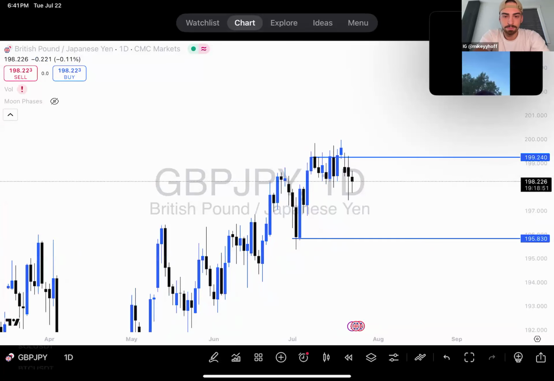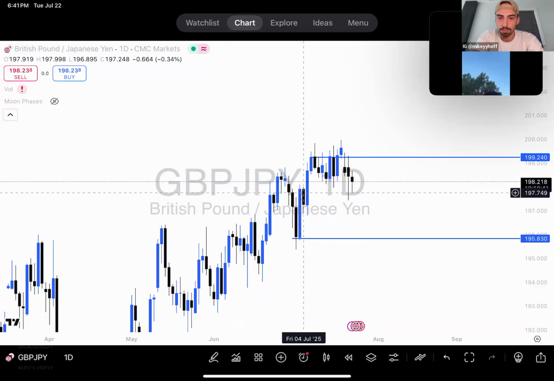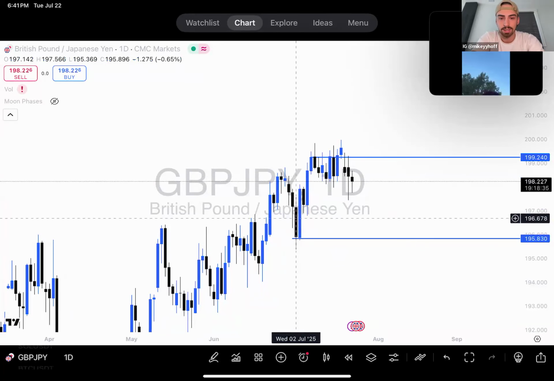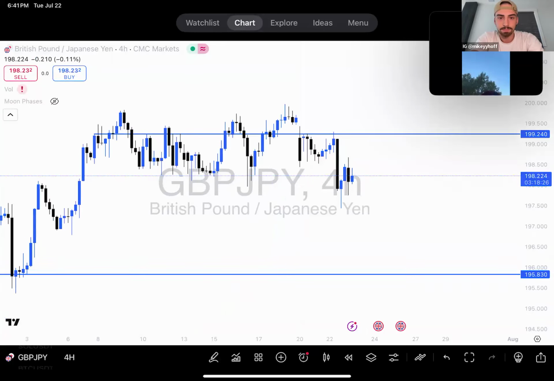I wouldn't go with this right here just because that's not a low necessarily. It's just the market made a pit stop there. We traded lower for a little bit until trading higher. So this is our daily low right here. So we have that identified. We'll go down to the 4 hour chart.